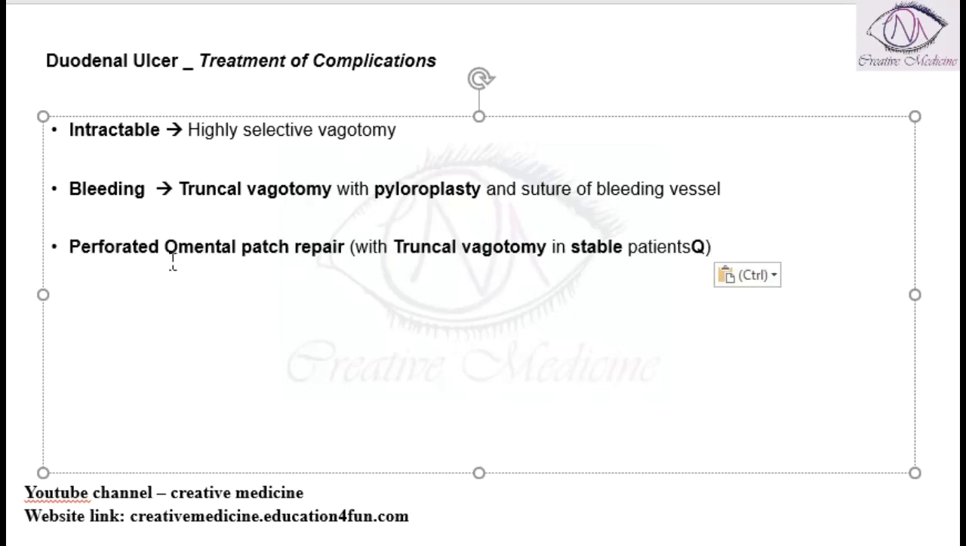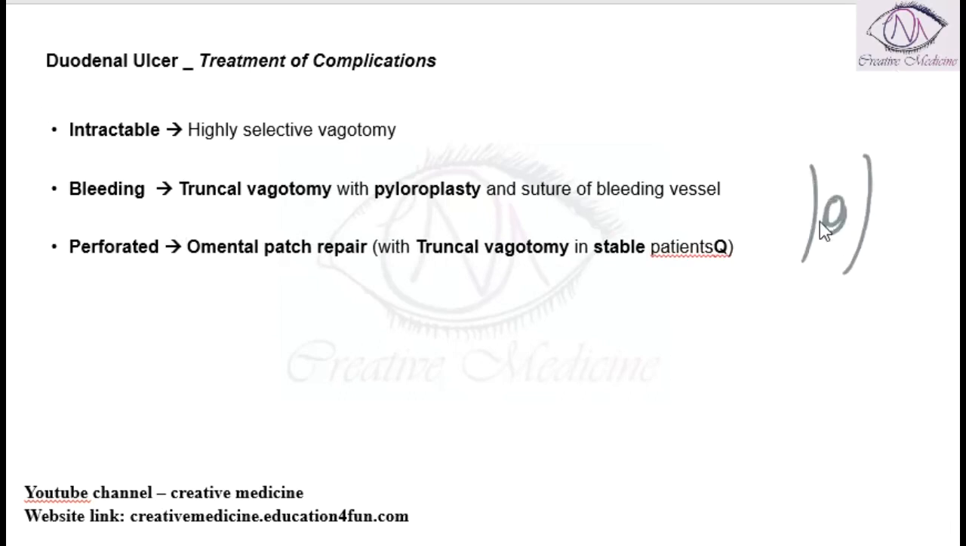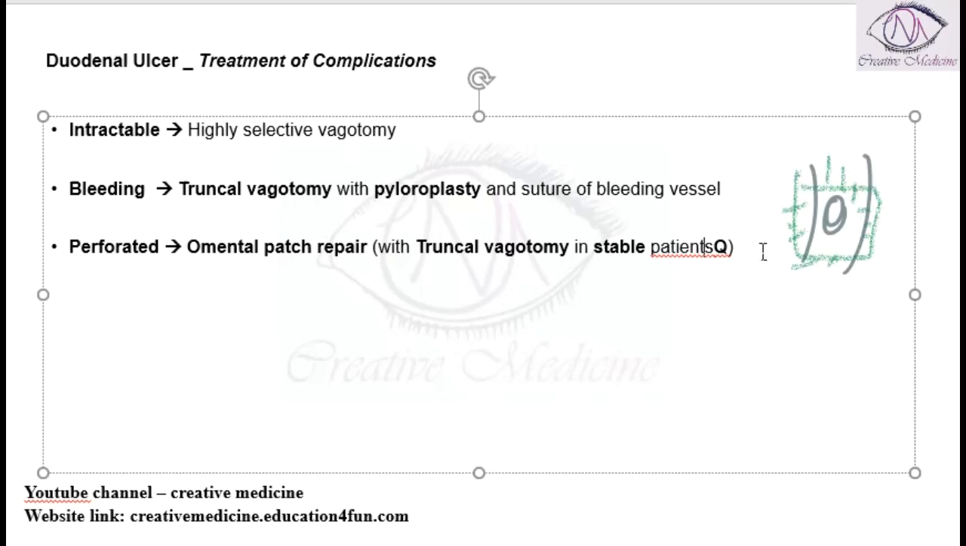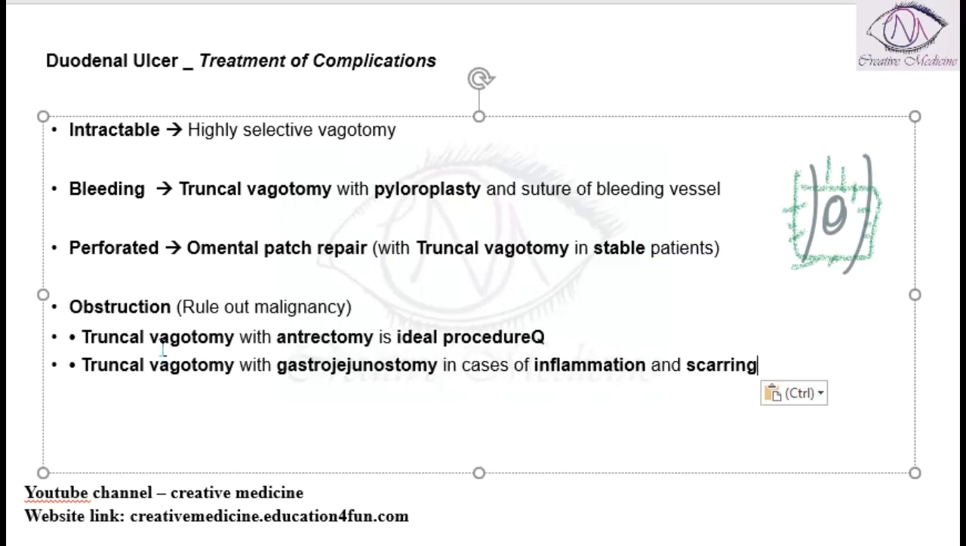Then if there is perforation, if it is a perforated duodenal ulcer, over the perforation you put an omental patch and you suture it. So omental patch repair is done for a perforation, and this is done in patients with truncal vagotomy and in stable patients.